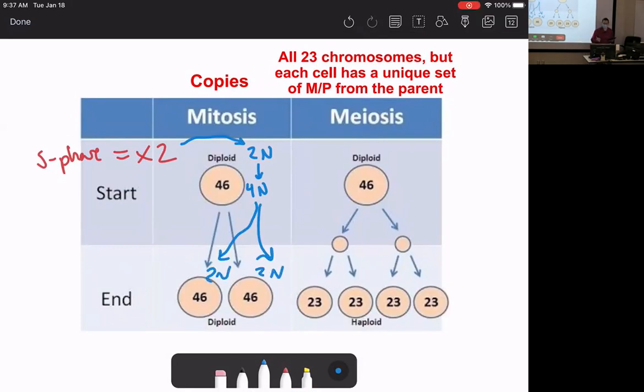If visualizing S phase as 2 goes to 4 and then splits down, I always think that keeps things a little straighter. Now, biologically, that's not what's happening, but I like that notation just for myself when I'm learning this.